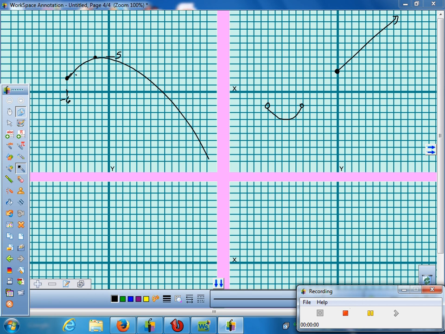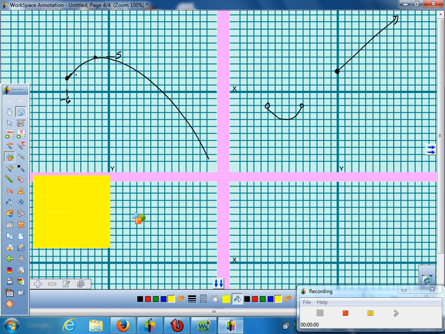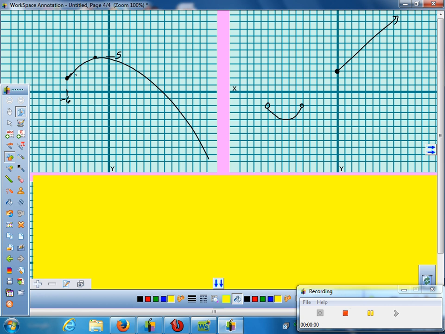Okay, so that's kind of obnoxiously bright, sorry. Okay. I hit this thing.